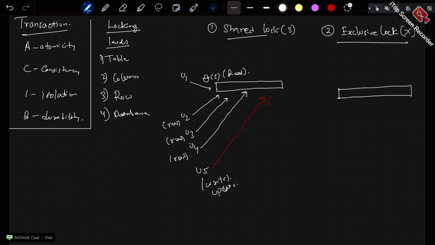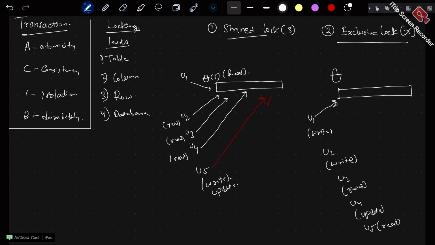The reason I'm taking a row every time is because I think it's easier to visualize. Otherwise, in most real cases, it would be more than a row, as I'll come to. That means this user has come to write, and now it has acquired the lock on the particular row only for write purposes. Now user 2 has come to write, user 3 has come for read, user 4 has come to update, which is basically write only, and user 5 has come to read.